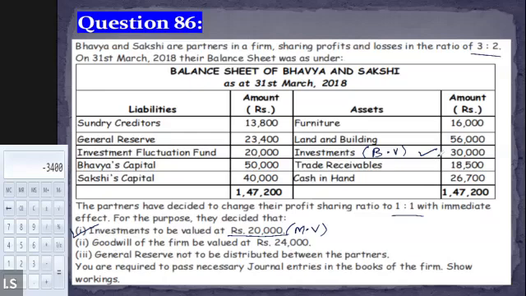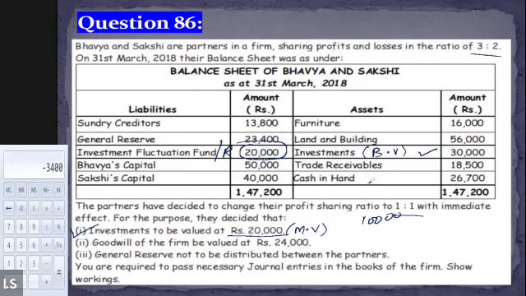So do we have any reserve to adjust this loss? Whether we have made any reserve to adjust this loss? Answer is yes. We already have prepared a reserve, which is the investment fluctuation fund. Students, investment fluctuation fund and investment fluctuation reserve are the same thing. Since the book value of the investment is 30,000, the market value declined to 20,000. That means there is a loss of 10,000, and such loss can be adjusted through the reserve that we already have made.